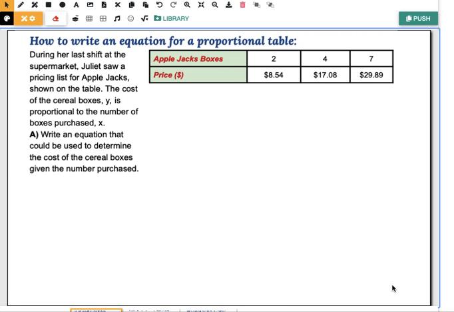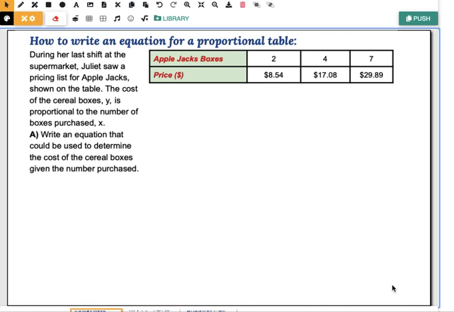During her last shift at the supermarket, Juliet saw a pricing list for Apple Jacks shown on the table. The cost of the cereal boxes, represented by Y, is proportional to the number of boxes purchased, represented by X. Write an equation that could be used to determine the cost of the cereal boxes given the number purchased.